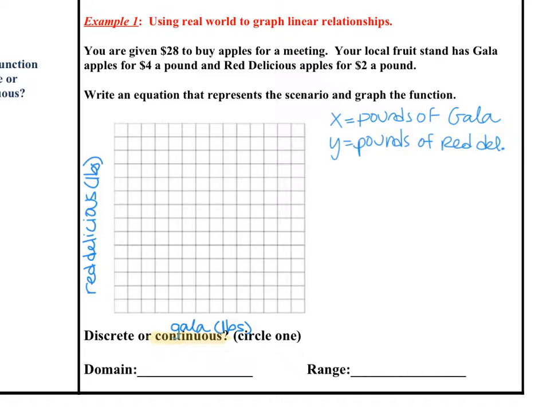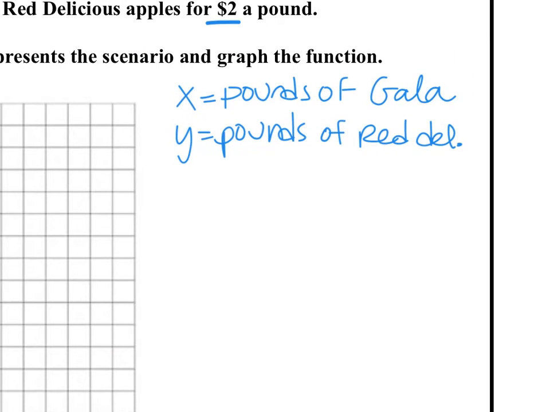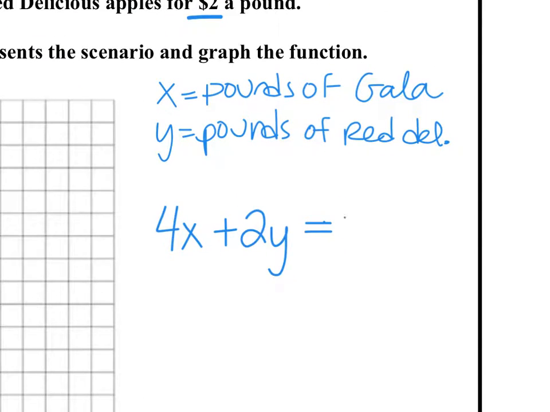Best way to do this, well, first we're going to write our equation in standard form. 28 is our total, and then both 4 and 2 happen over and over because it's per pound. So our equation would be 4x, $4 per pound of Gala, plus 2y, $2 per pound of Red Delicious, is equal to our total cost, which would be $28.